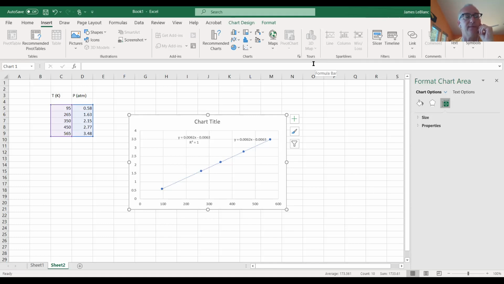Because, who would want to, if you're going to plot something, who would want the slope of the line? That's pretty stupid. Nobody would want that. Anyway.